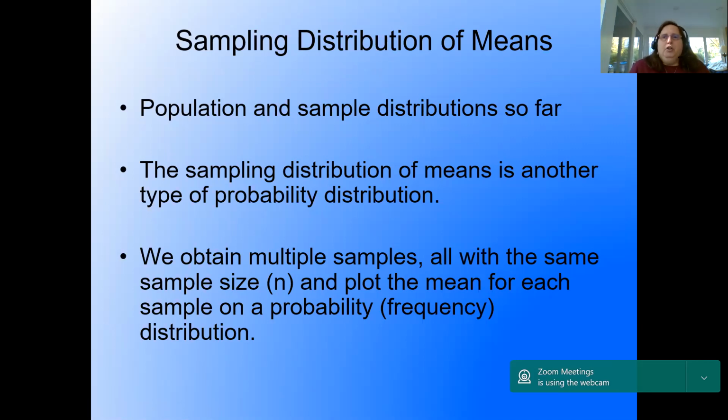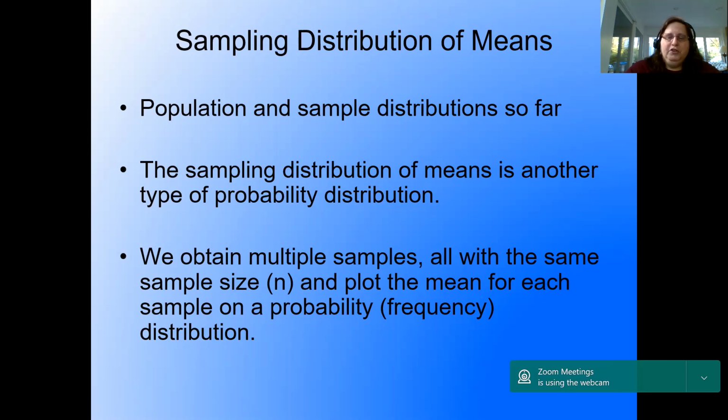So now that we talked a little bit about power and effect size, I want to turn to our second topic, which is the sampling distribution of means. Now, so far we've talked about population and sample distributions. But the sampling distribution of means is another type of probability distribution. And it's the third type of probability distribution, really. Beyond population, sample, and sampling distribution of means, these are the big three that we're going to be focusing on.